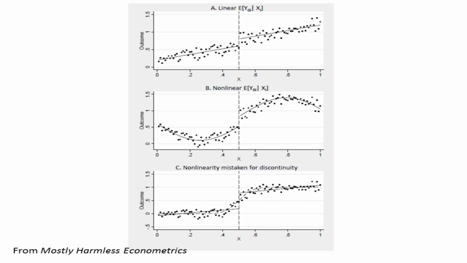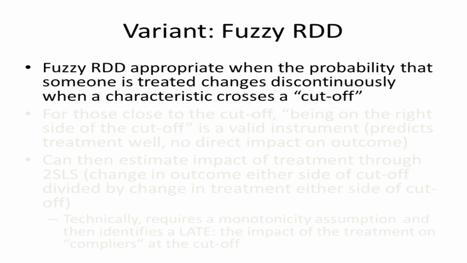Everything I've been talking about so far has technically been about something called a sharp regression discontinuity. In other words, a situation where people get the treatment if and only if the value of x is above the cutoff. And actually it's quite hard to find policies like that. What is more common is where the chance that somebody is treated changes discontinuously when you cross the cutoff. It doesn't go from 0 to 1, the probability; maybe it goes from a quarter to three quarters.